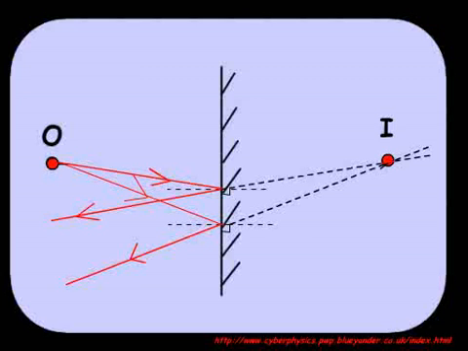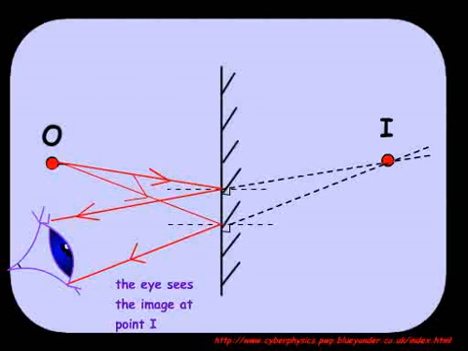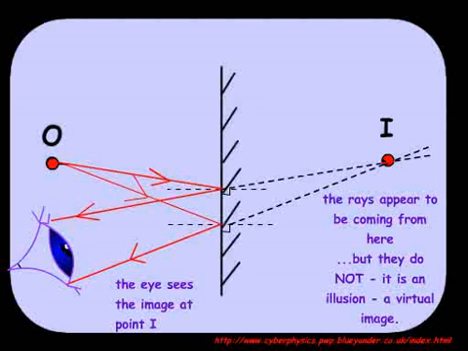Now repeat this for a second ray from the object. When rays diverge as they enter our eyes, our brains construct an image at the point the light appears to come from. In this case, the diverging reflected rays appear to come from the image point on the opposite side of the mirror line. So the brain would perceive an image point there.